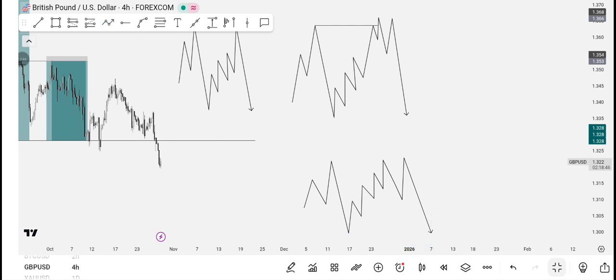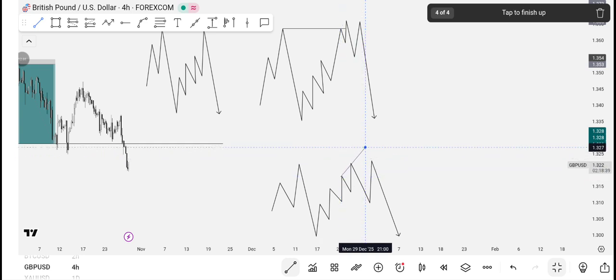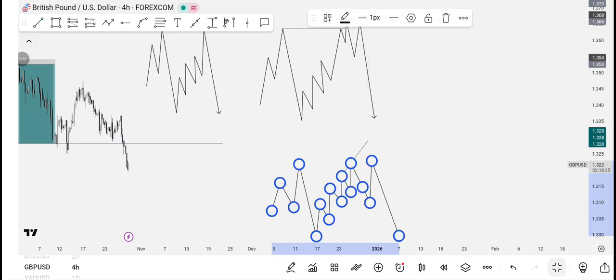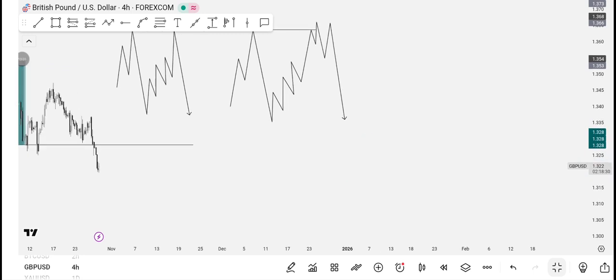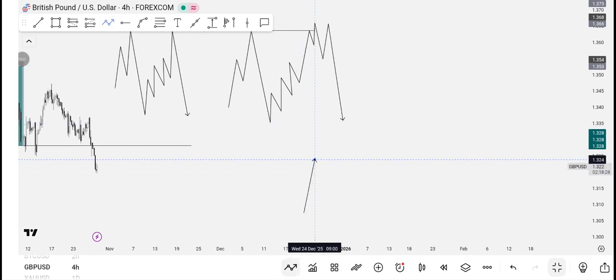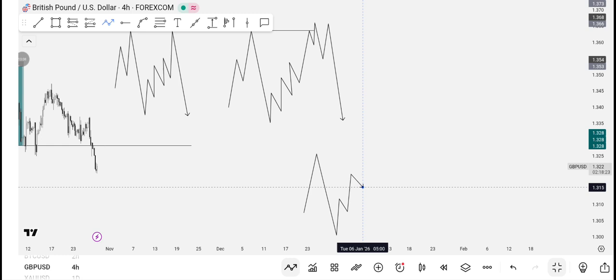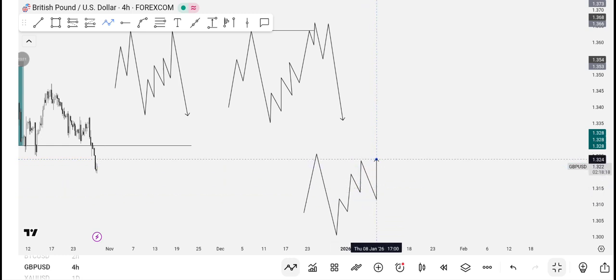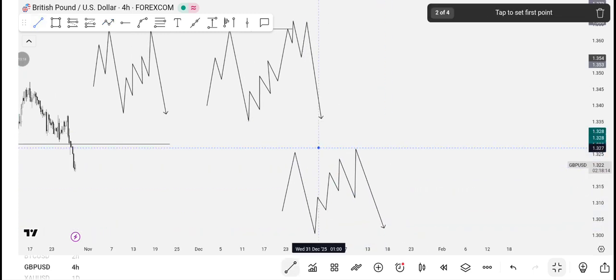Now, this is what we call the trend line reversal pattern. I'll be teaching more of this in my next video. Let me make it more clear. Okay. Here, this is what we call the trend line reversal pattern.